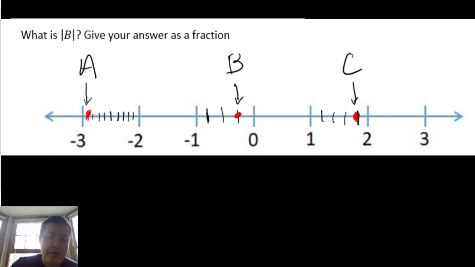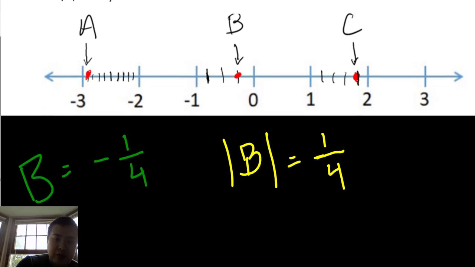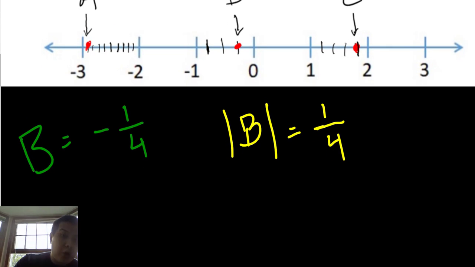Here it says, what is the absolute value of b? Give your answer as a fraction. So first we need to find out what the value of b is. And in this section, we split up into 4 spots. So this is going to be negative 1/4 because it is 1 away from 0. So b equals negative 1/4, but we're trying to find the absolute value of b. So the absolute value of b is going to be the positive form, so 1/4. And if we wanted to change that into a decimal, we know that 1/4, also known as a quarter, is worth 25 cents, so the absolute value of b is also 0.25.